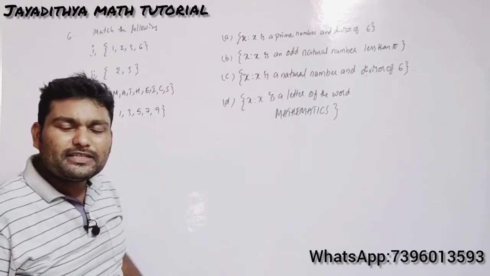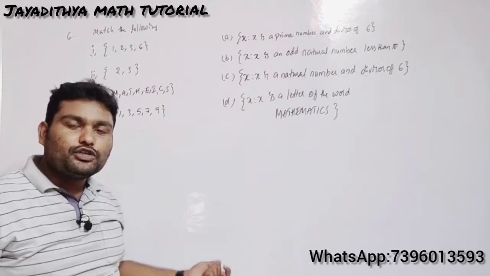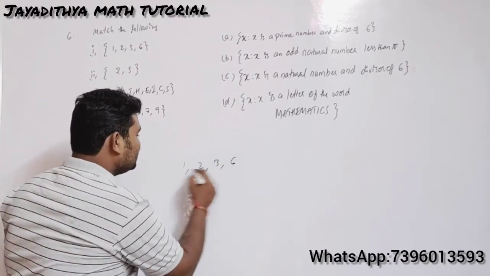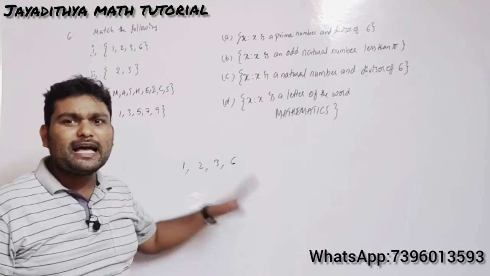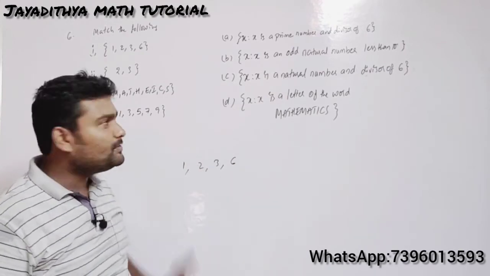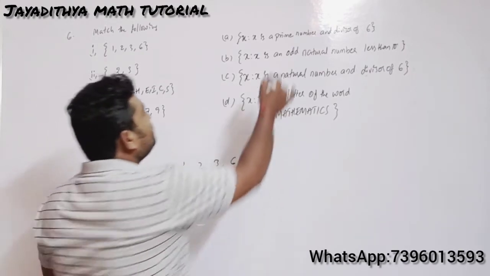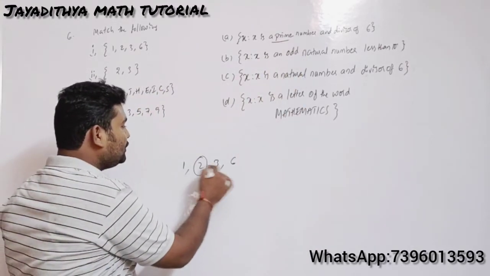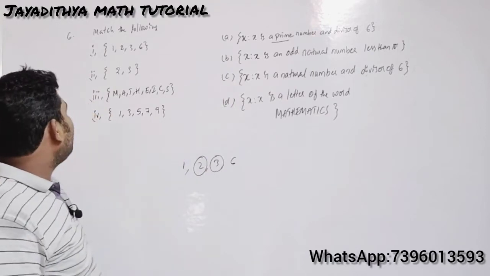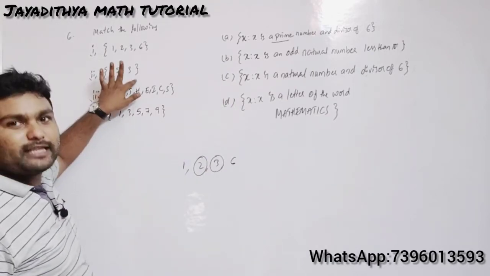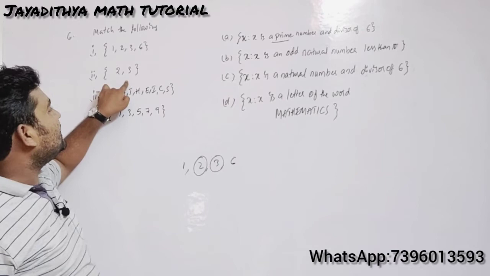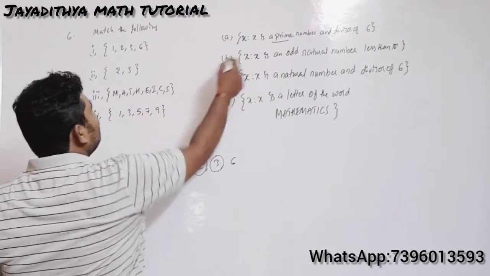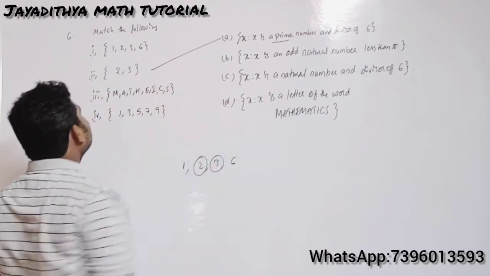So what are the divisors of 6 actually? Divisors in the sense, those are the factors. So you can say that 1, 2, 3 and 6 are the divisors or factors of 6. But what we want here, x must be a prime number. That means you want only 2 and 3. Now you check where you have it. 2, 3 we have here. These are the prime numbers and also divisors of 6. Therefore, you can easily match these two.